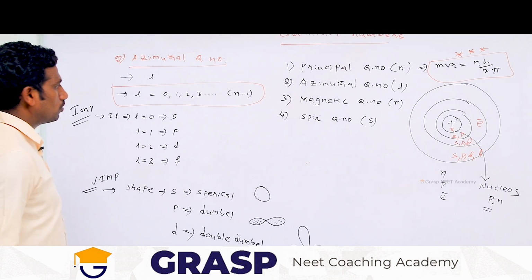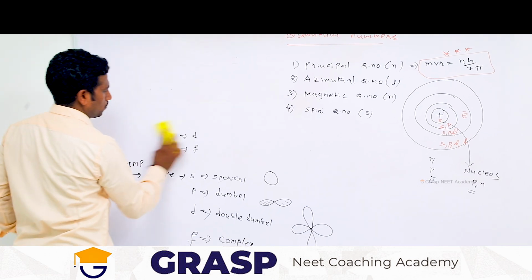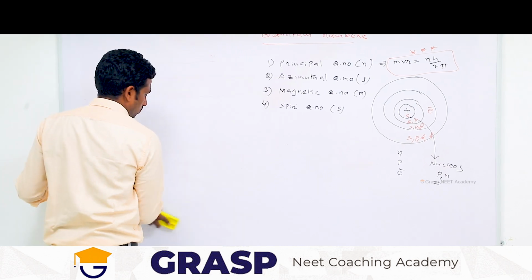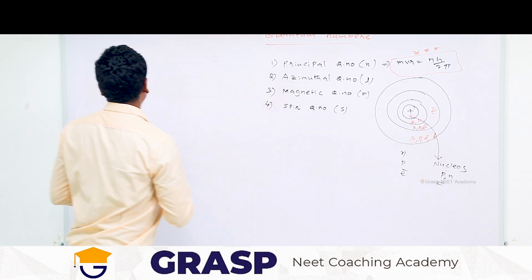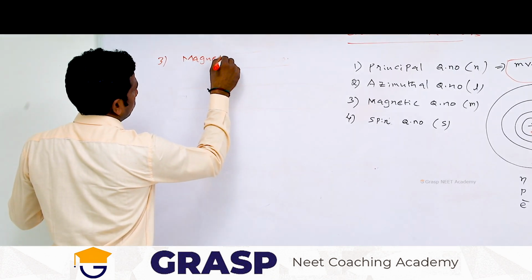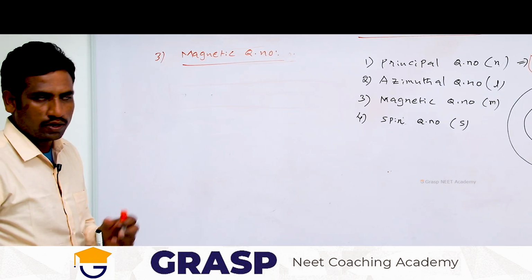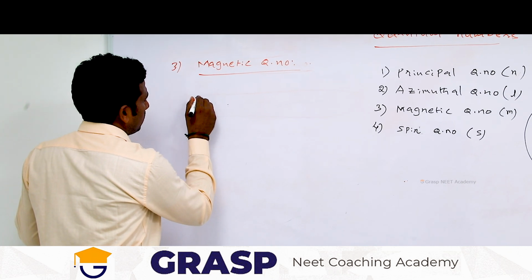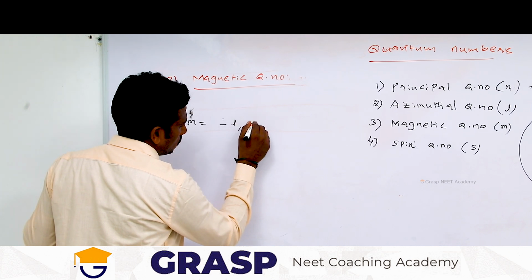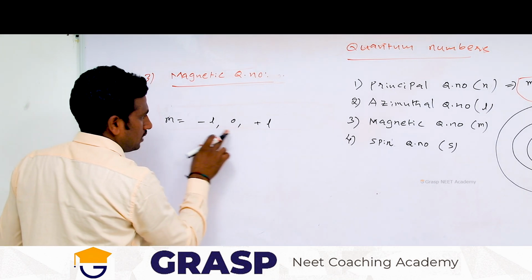Next, what we are going to learn about is the magnetic quantum number. It will give the information about suborbitals, sublevels. The third one is the magnetic quantum number, which is denoted with small m. What is the relation between L and m? The m values start with minus L, 0 included, and go up to plus L. M values start with minus L, 0, plus L.